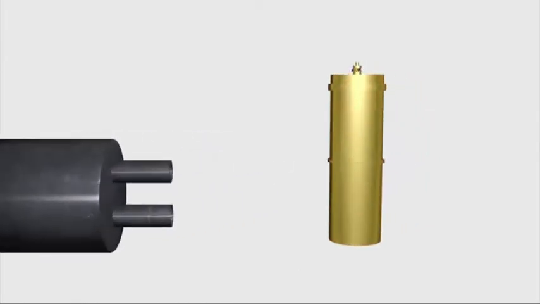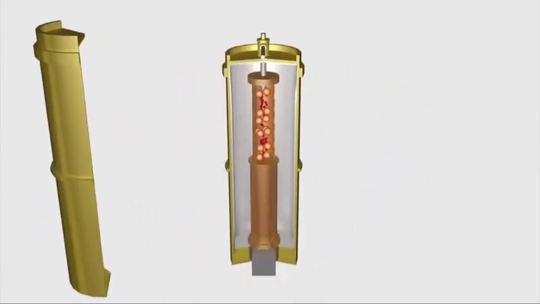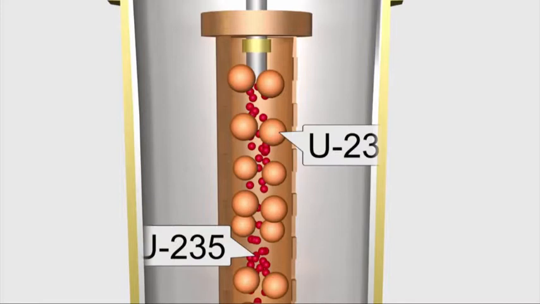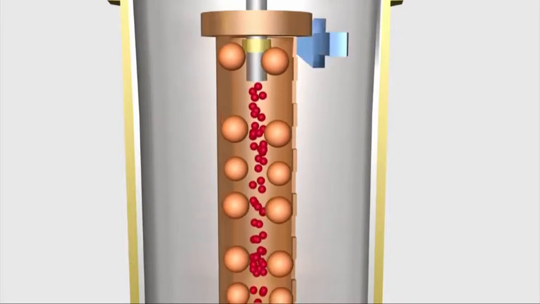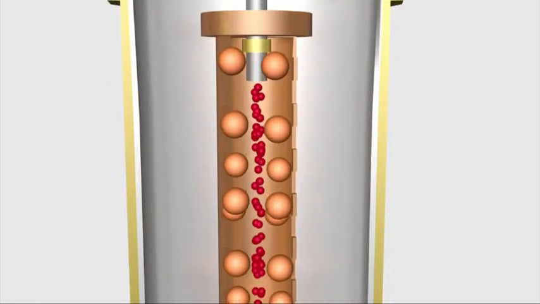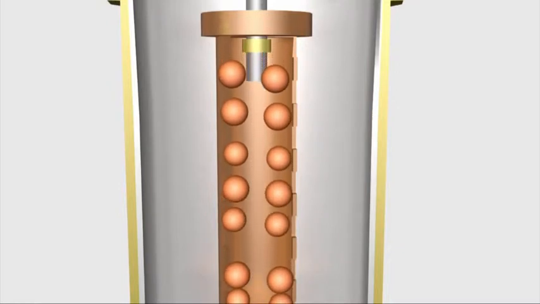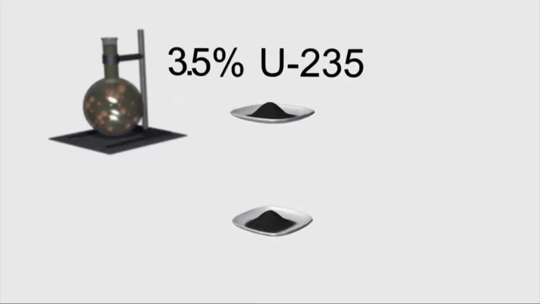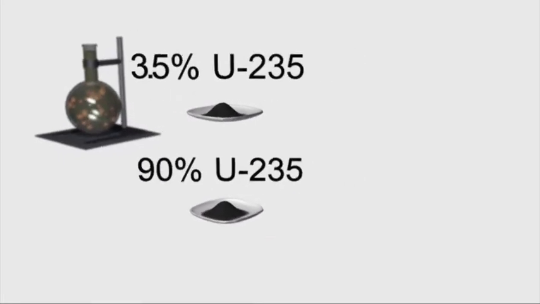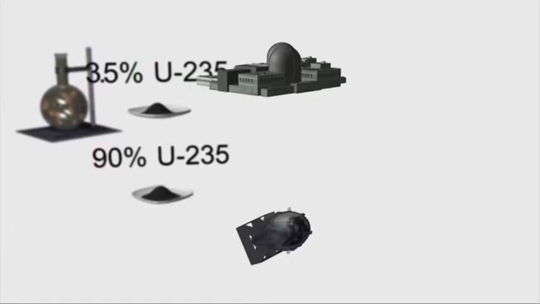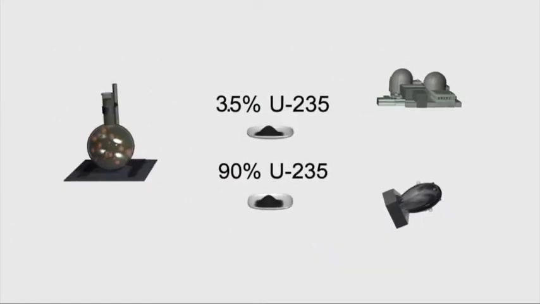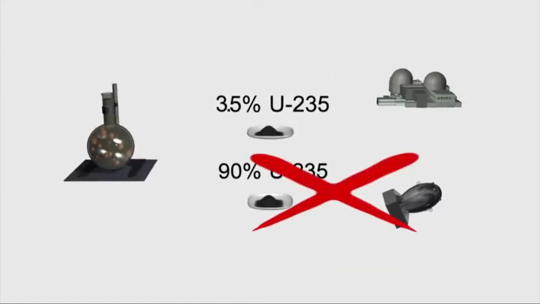Most enrichment plants today use centrifuges. As the centrifuge spins, the heavier uranium-238 is forced towards the walls, while the uranium-235 stays in the center. The gas can either be enriched to 3.5%, which is suitable for fuel rods, or enriched further to 90% to make nuclear bomb fuel. The Israeli PM on Sunday urged the US to ban Iran from enriching uranium beyond 3.5%.